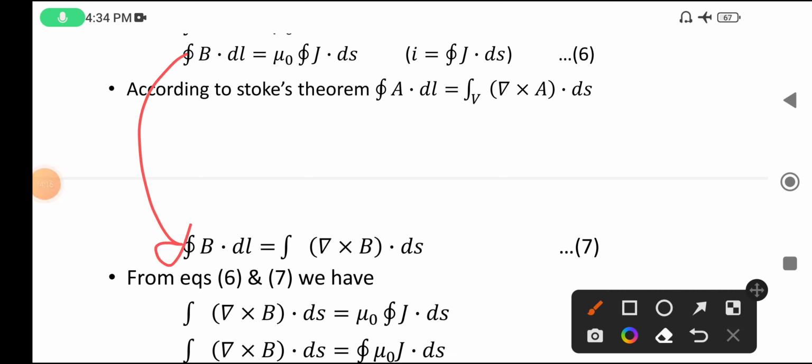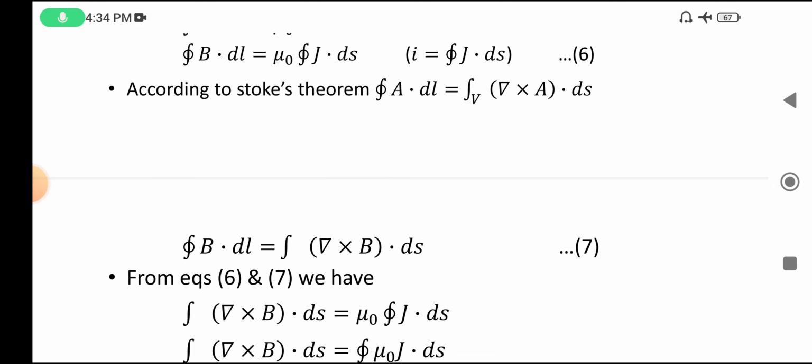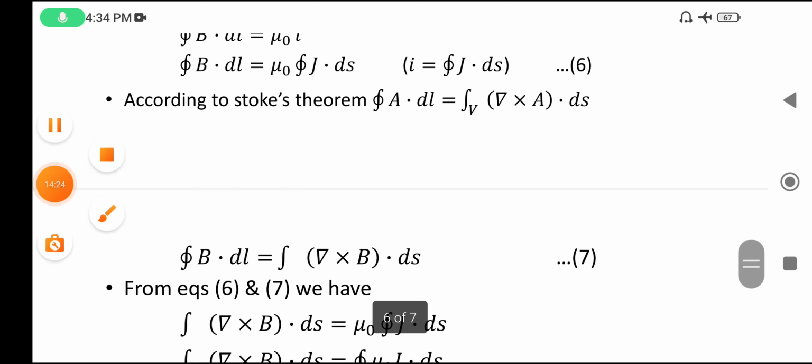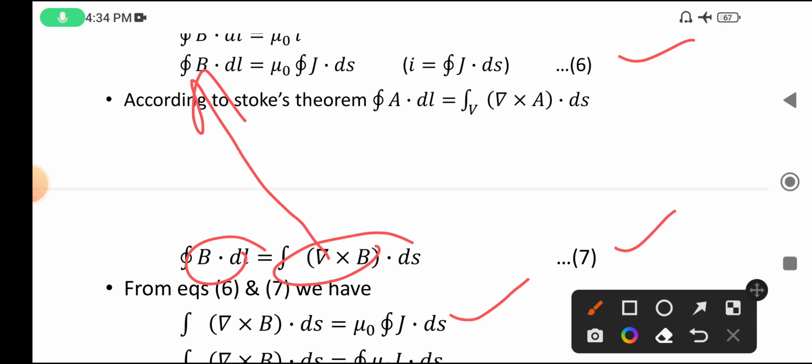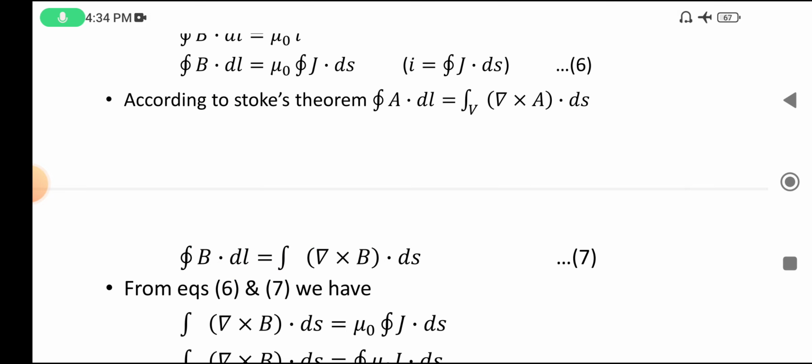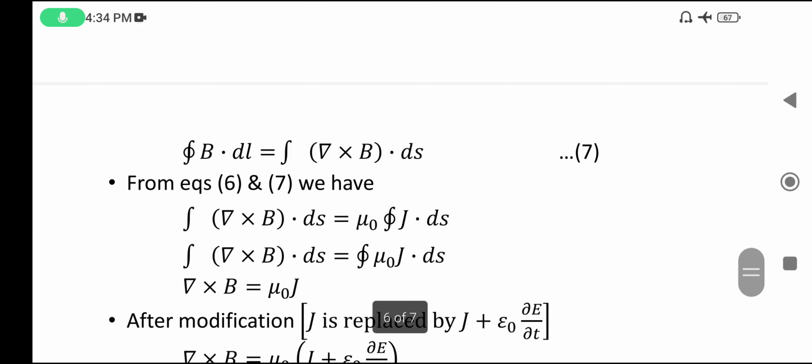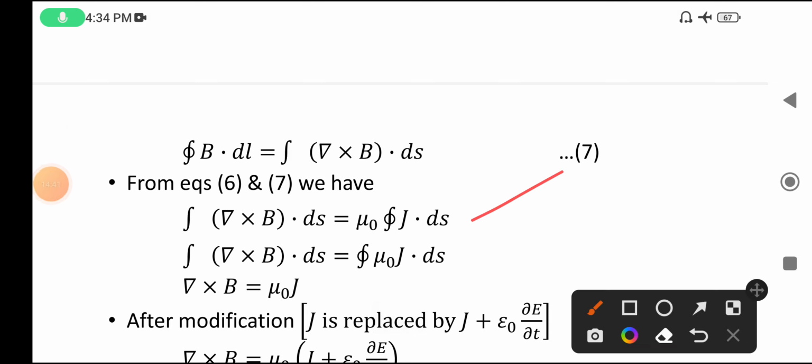When Stokes' theorem is applied, B·dl is converted into (del cross B)·ds. This is equation 6 and 7. So B·dl, what did we get? We substitute here, and then we get this one. Okay friends, alright, it is D.